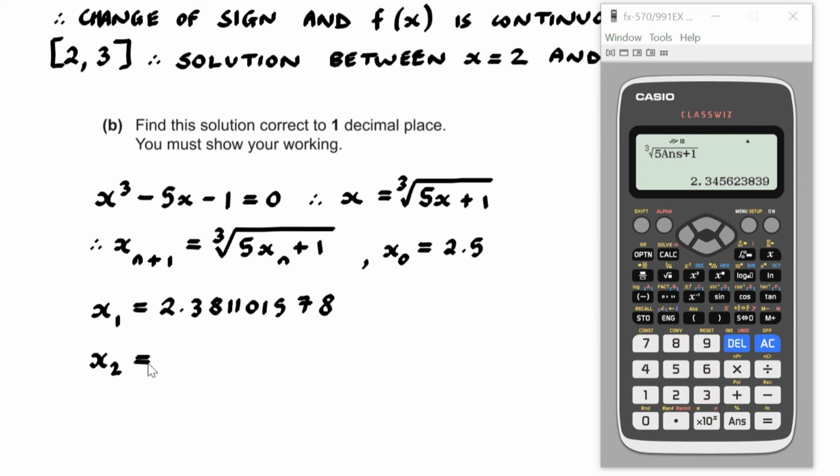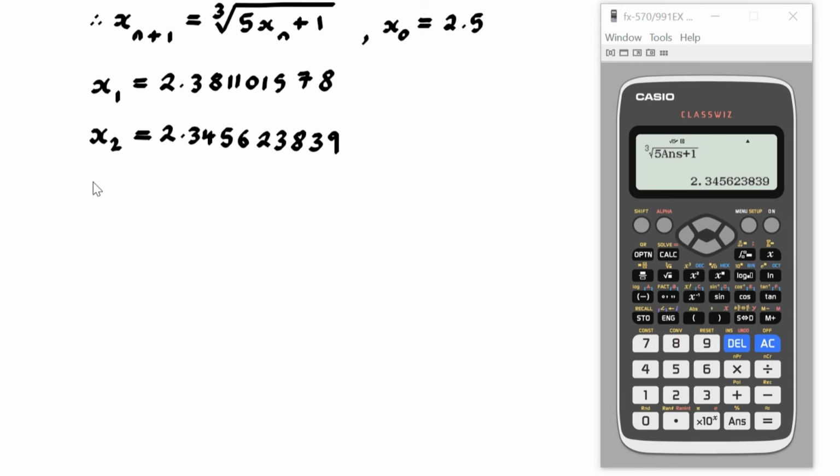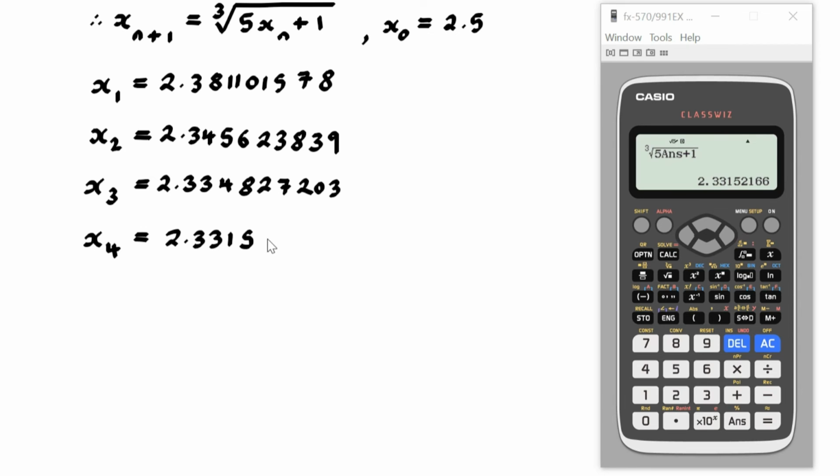x2, we have a value of 2.345623839. x3, we have 2.334827203. x4, we end up with a value of 2.33152166. And let's see what would happen when we continue.